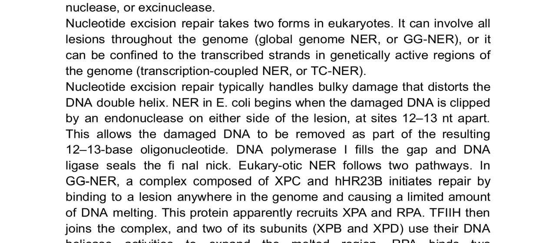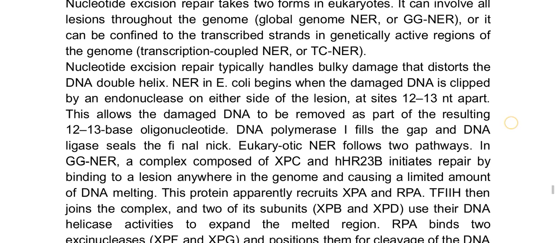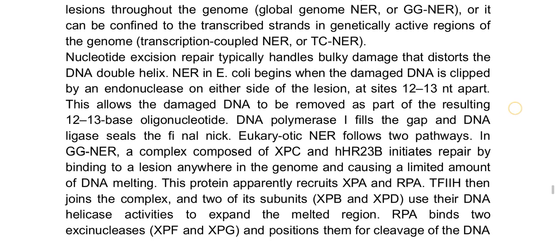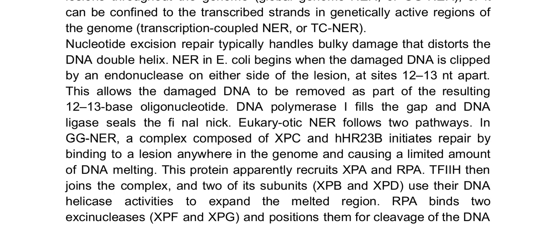TCNER. Nucleotide excision repair typically handles bulky damage that distorts the DNA double helix. NER in E. coli begins when the damaged DNA strand is cleaved by an endonuclease on either side of the lesion, at sites 12 to 13 nucleotides apart. This allows the damaged DNA to be removed as part of the resulting 12 to 13 base oligonucleotide. DNA polymerase I fills the gap and DNA ligase seals the final nick.